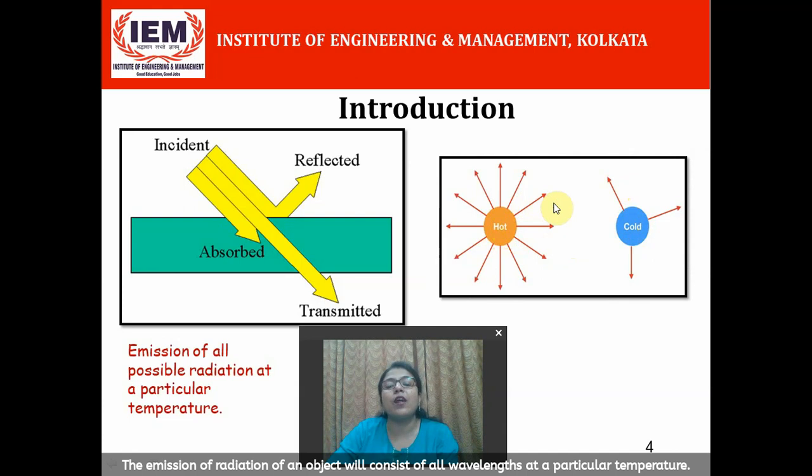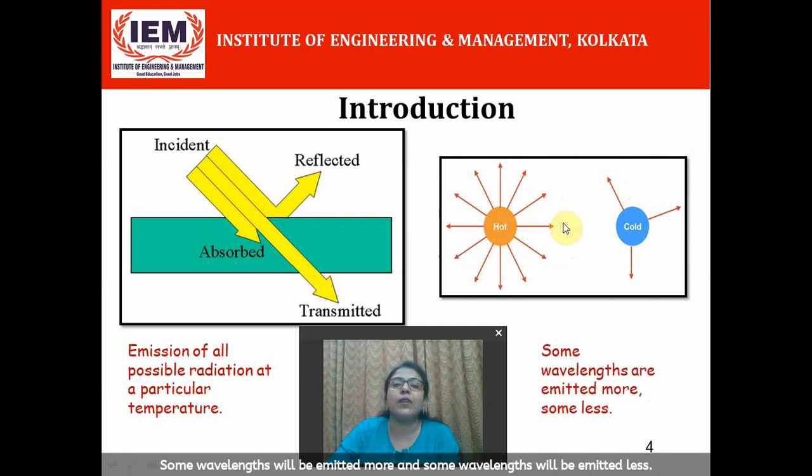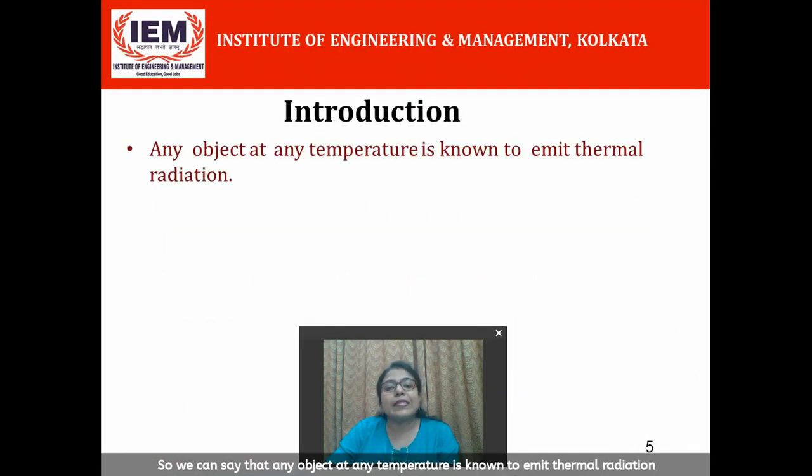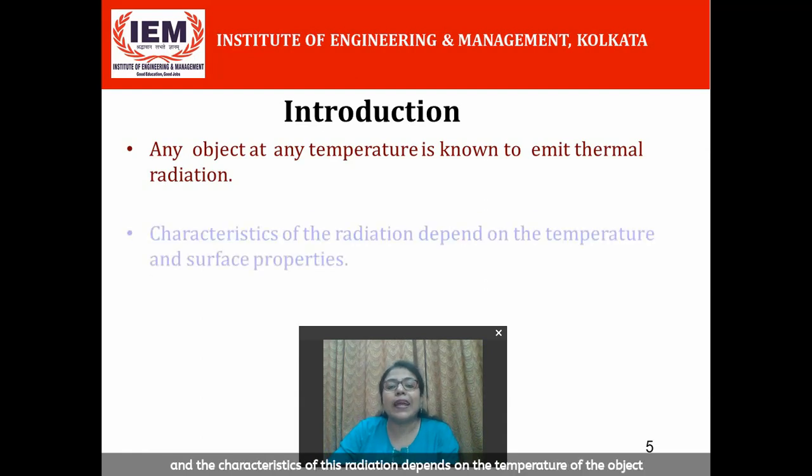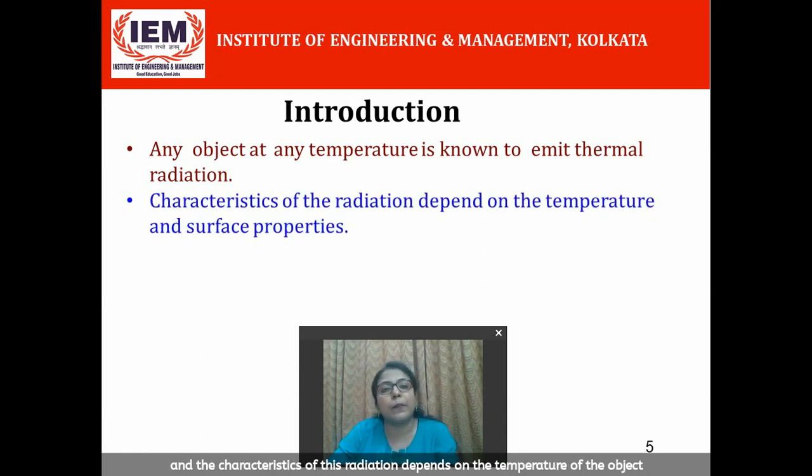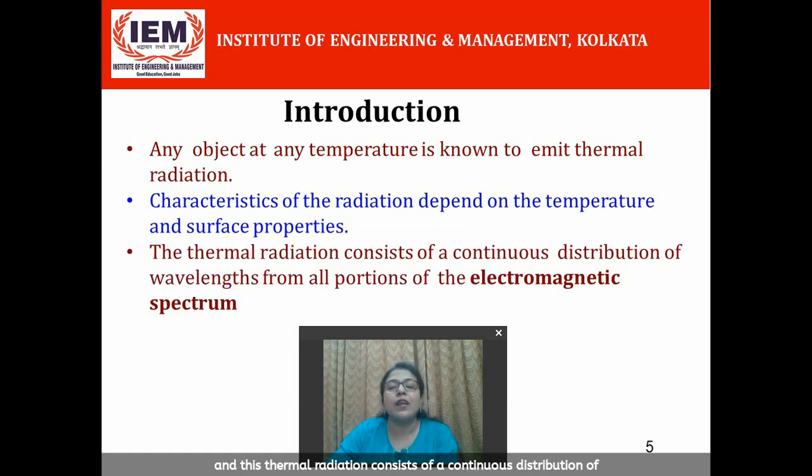The emission of radiation of an object will consist of all wavelengths at a particular temperature. Some wavelengths will be emitted more and some wavelengths will be emitted less. So we can say that any object at any temperature is known to emit thermal radiation. And the characteristics of this radiation depend on the temperature of the object and also on the surface properties. If the surface area of the object is large, then more radiation will be emitted. If the surface area is less, then less radiation will be emitted. And this thermal radiation consists of a continuous distribution of wavelengths from all portions of the electromagnetic spectrum.